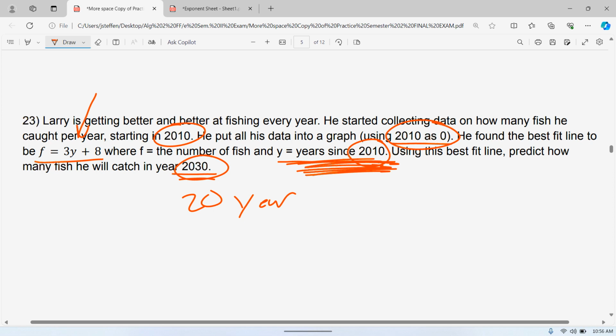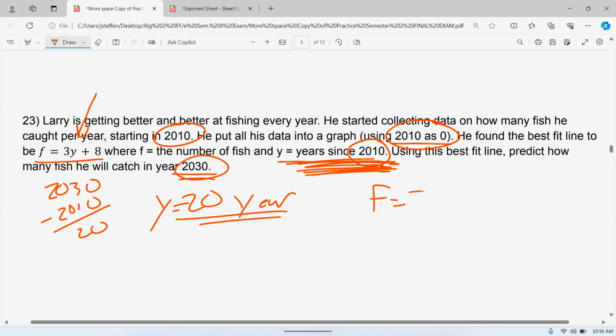Off the top of your head, you can take 3 times 20. This problem really isn't hard because we just said plus 8. Put that in your calculator. That's 60 plus 8 is 68.